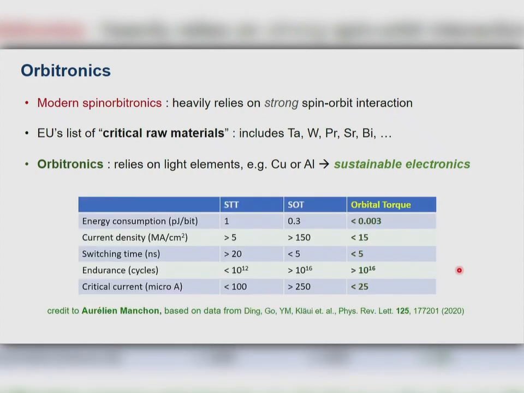Moreover, if you compare, for example, in this table which Aurelien made, the spin transfer torque, the spin-orbit torque, and the orbital part of the spin-orbit torque, you will realize that orbital torque can exceed or outperform the normal torques that we are used to, also in this workshop. And this particularly concerns, for instance, the energy efficiency. So how does that happen?